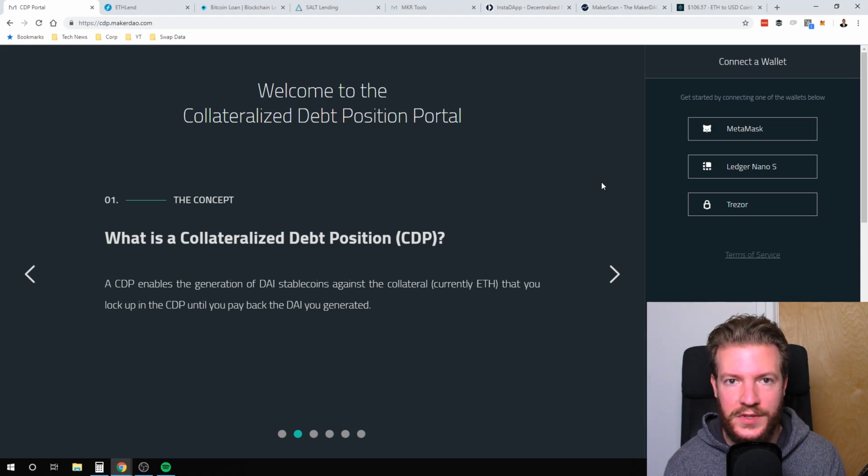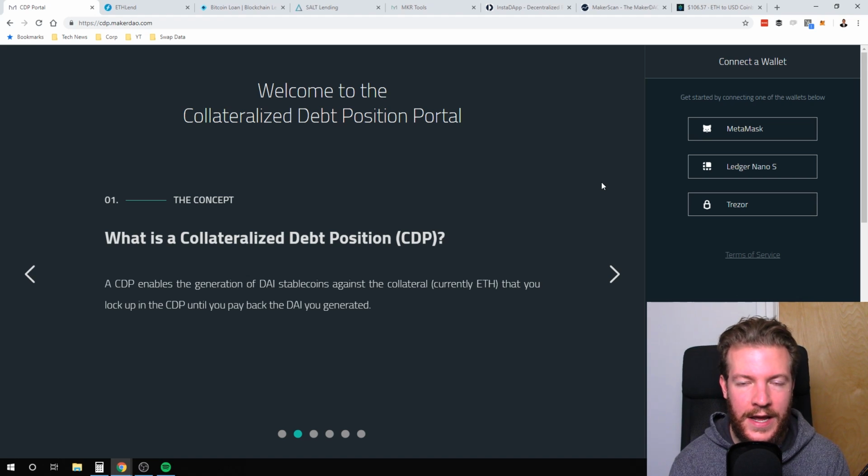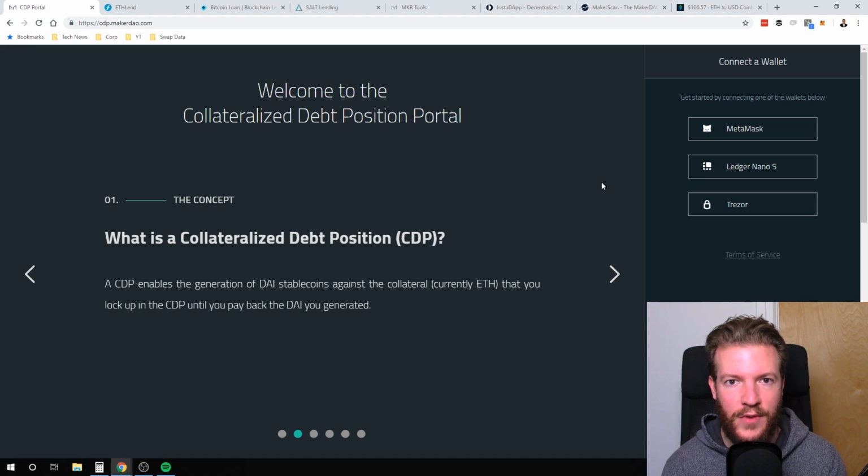And if you're not familiar with DAI, it is a stablecoin. It is somewhat similar in function to something like a Tether or a GUSD or a TUSD, or the plethora of stablecoins that are around right now. But DAI itself is initially minted through this process of creating a CDP.